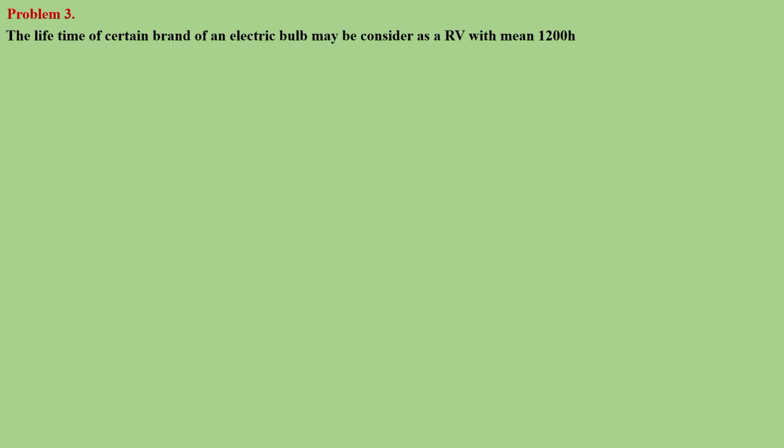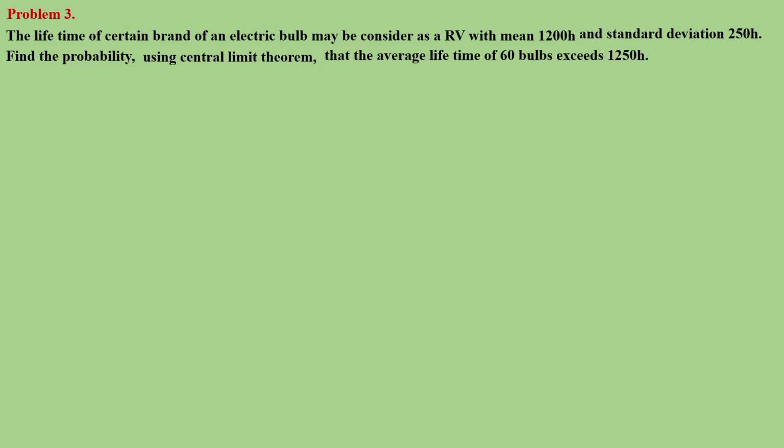Next problem based on Central Limit Theorem. The lifetime of a certain brand of electrical bulb may be considered as a random variable with mean 1200 hours and standard deviation 250 hours. Find the probability using Central Limit Theorem that the average lifetime of 60 bulbs exceeds 1250 hours.